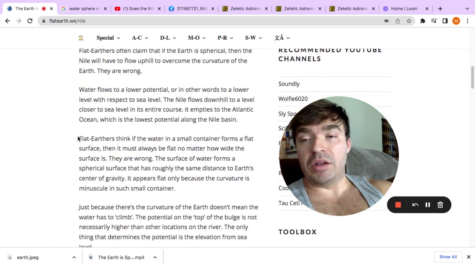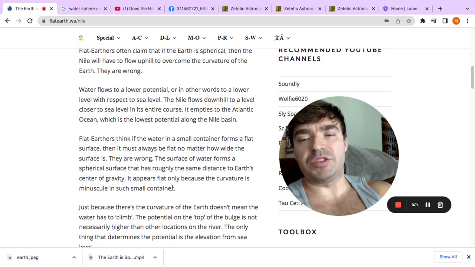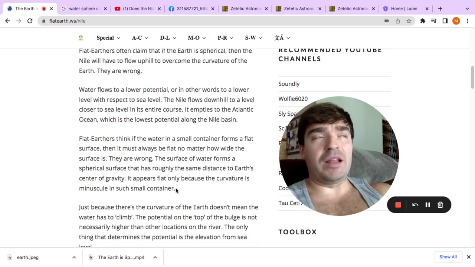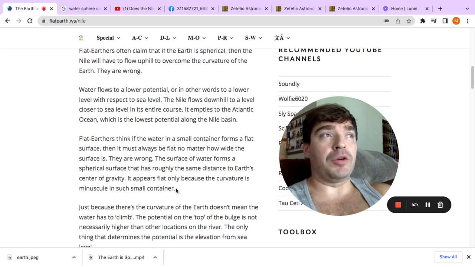And I appreciated that comment, but it says flat earthers think if the water in a small container forms a flat surface, then it must always be flat no matter how wide the surface is. They are wrong. The surface of water forms a spherical surface that has roughly the same distance to Earth's center of gravity. It appears flat only because the curvature is minuscule in such a small container. So by that logic, there should be some size container that you could put water in and we would see its curved nature. Okay, please show that. That's what I want to see.